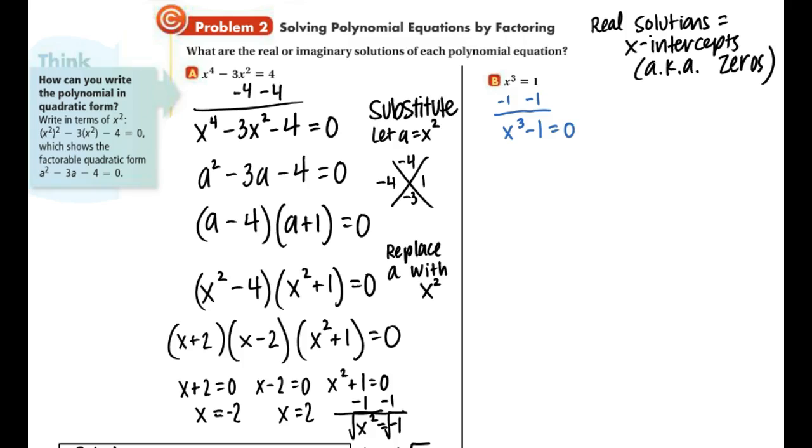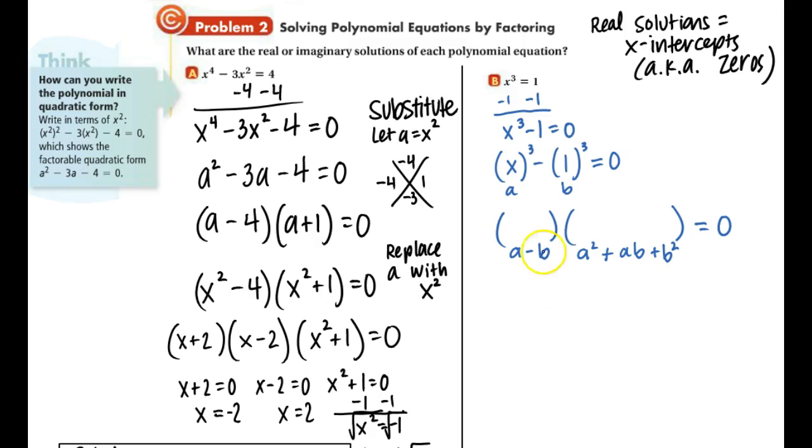In part B, we're given the equation x cubed equals 1. So the first thing I would like to do is get it in standard form and set it equal to 0. So that means I'm subtracting 1 from both sides, so I get x cubed minus 1 equals 0. Taking a look at this, I know that this is the difference of cubes, so I'm going to be using that shortcut factoring process we talked about a couple minutes ago.